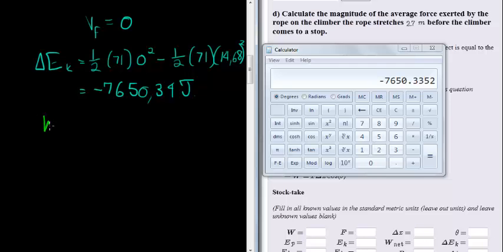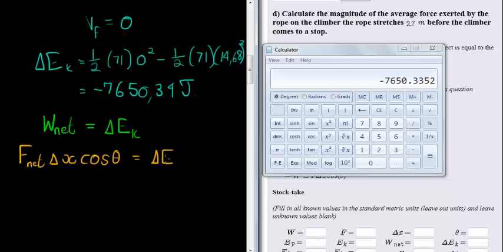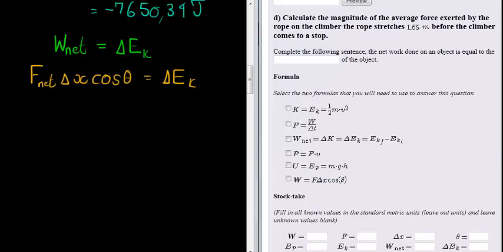Now this is where our work energy principle comes in, because we want force, and force is contained in the equation for net work done, and we know that the net work done is equal to the change in kinetic energy. And therefore on the left hand side, I now have that net work done is net force times delta x times cos of theta, and change in kinetic energy we actually calculated in the previous step. Now the variable we are trying to solve is the net force.